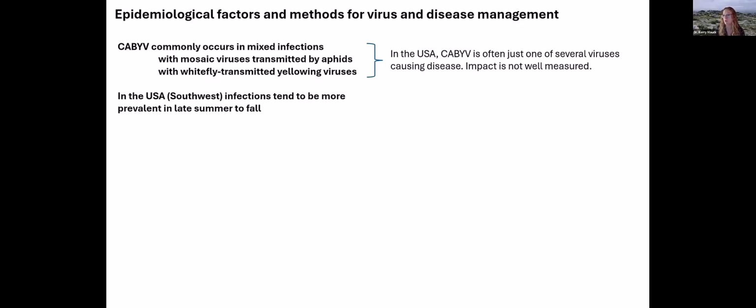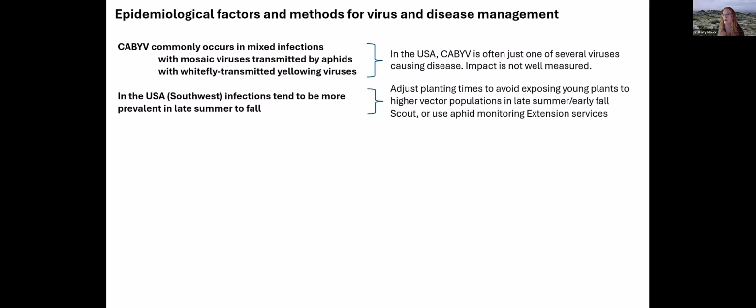The main place where it's a problem, if it is going to be causing disease, is in the Southwest, where it's more widespread. The most vulnerable period would be late summer to fall, when we have amplified vector populations due to lots of other things for them to eat growing in the environment. So you can adjust planting times to avoid exposing plants at the earliest stages of growth to these higher vector populations later in the season.